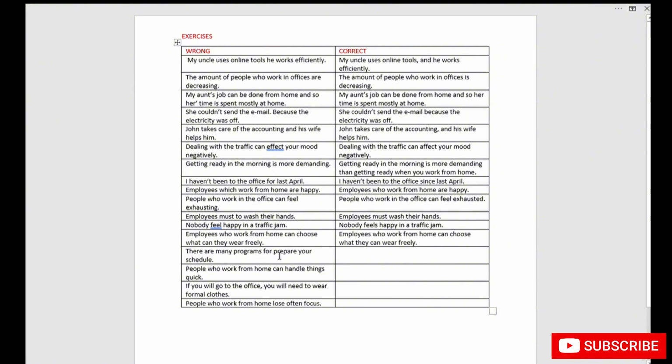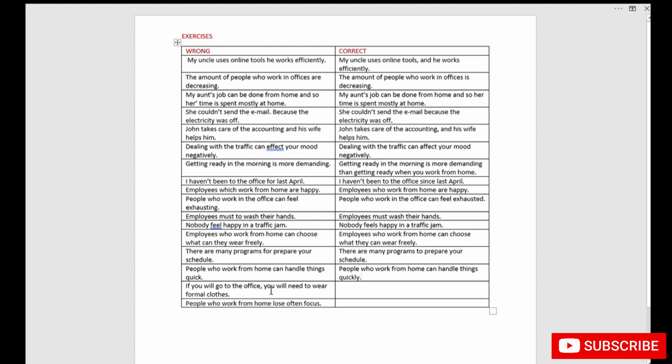"There are many programs for prepare your schedule." Prepare is a verb, so I need to say there are many programs to prepare your schedule. Now when I say program, I mean like those online tools, reminders, these things. Alright, the next one. "People who work from home can handle things quick." And because there is a verb in here, I need to use an adverb. So the correct version is people who work from home can handle things quickly.